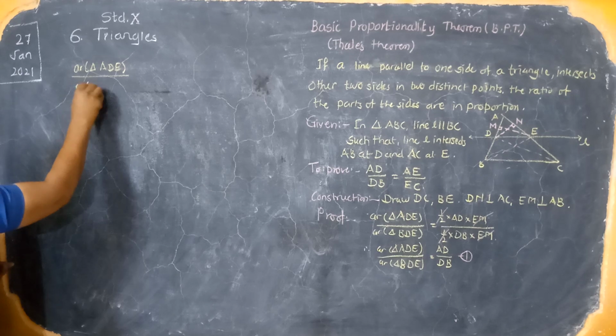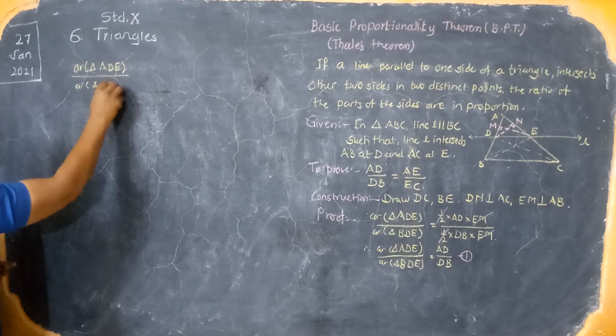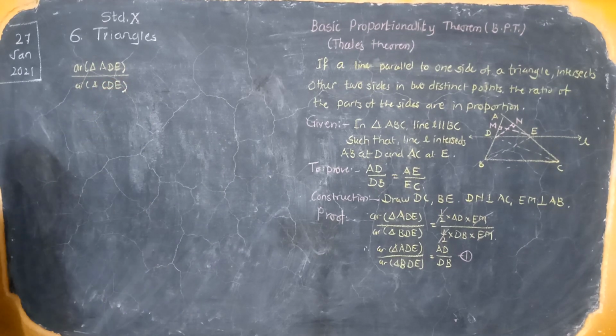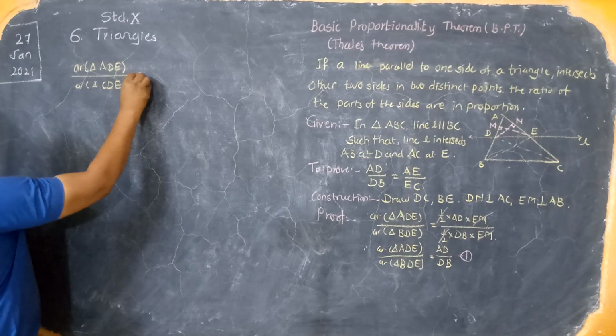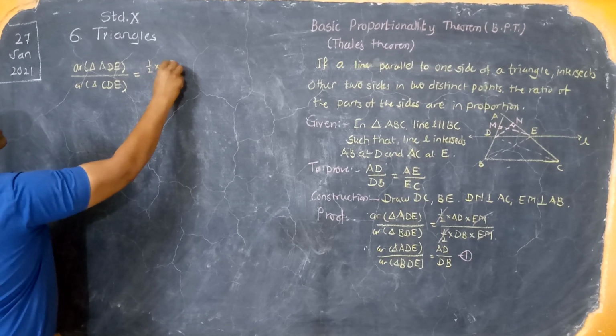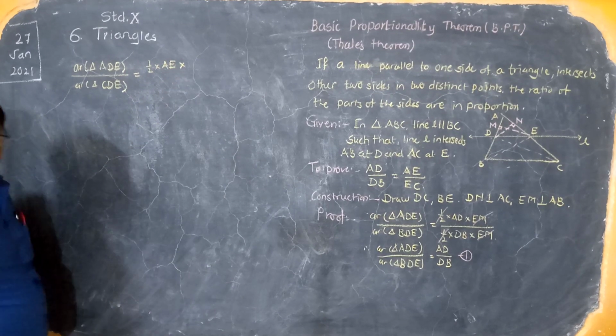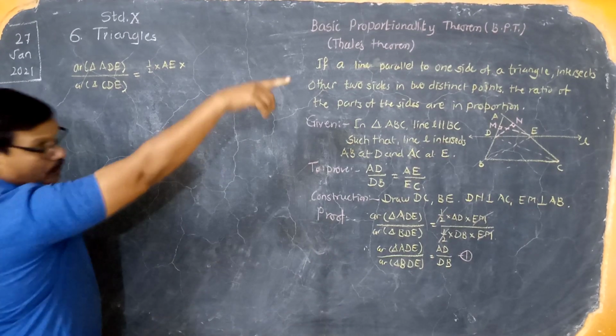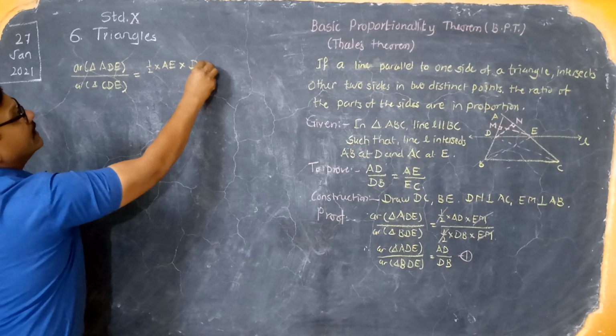Area of triangle ADE upon area of triangle CDE, again CDE, is equal to half into AE. Now we take base AE into height is DN.